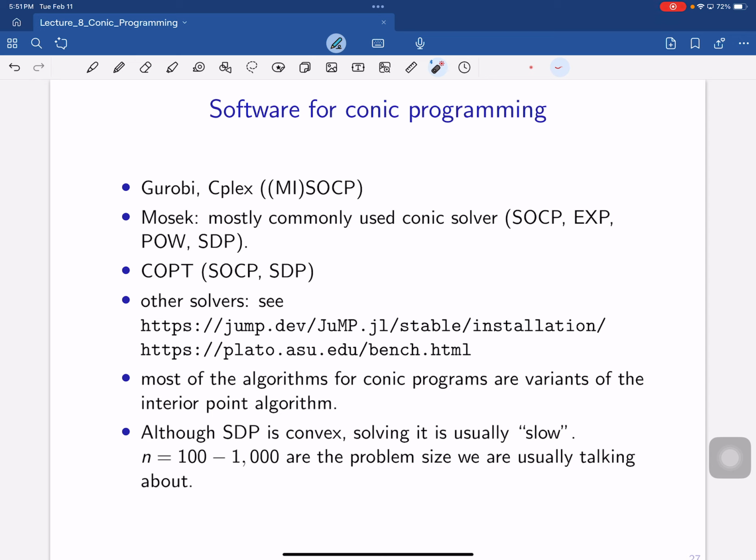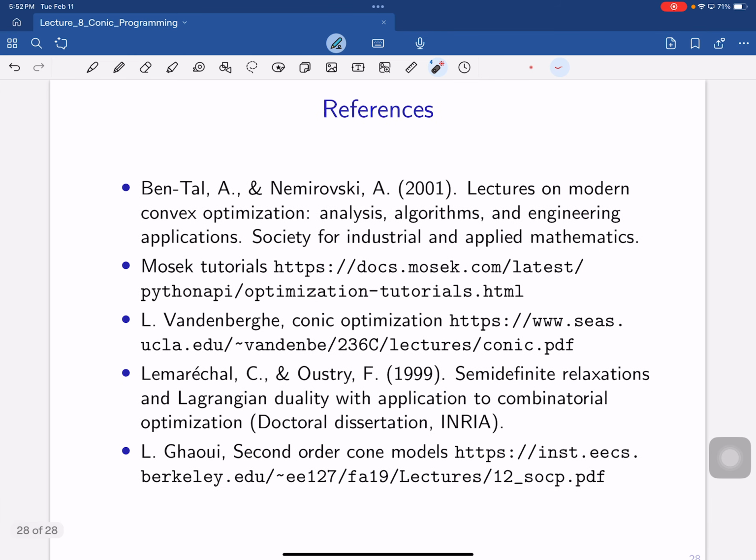Typically, we are talking about SDP with matrix size around 100 to 1,000. That's the problem size we are talking about for SDP. That's why there is a lot of research going into SDP. It is very slow, but it has very strong theoretical properties. So there are many references. The first one is a classic textbook on conic programs, and I refer to a few other references to put together this lecture. If you are curious, you can take a look at some of these references.